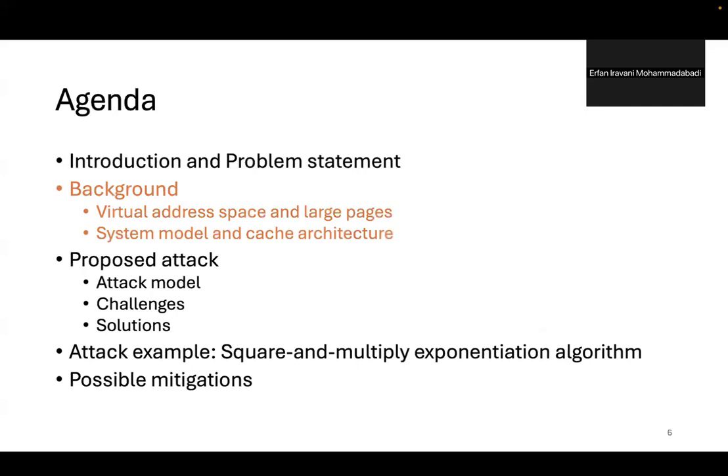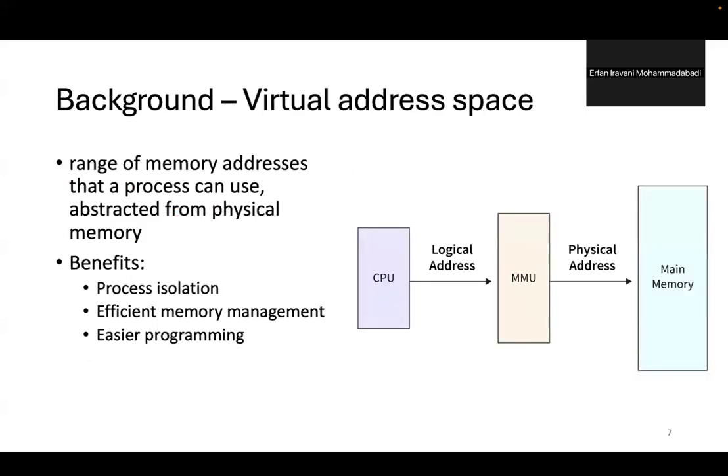In the background section, we talk about virtual address space, large pages, and cache architecture. Virtual address space refers to the range of memory addresses that a process can use, which is abstracted from the physical memory. This abstraction allows each process to work with its own independent address space, and therefore it doesn't need to worry about the actual physical layout of memory.